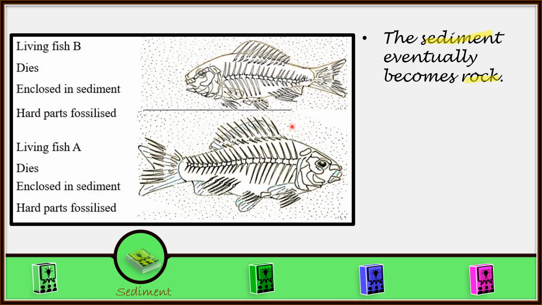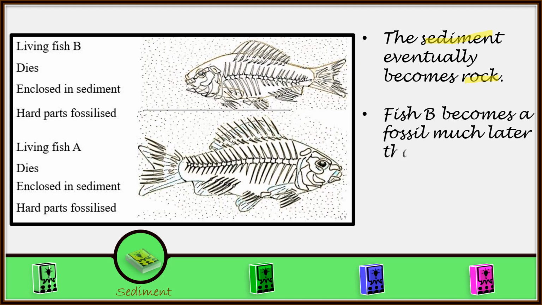hard, the fish becomes fossilized, and then the sediments later on become rocks, and the fossilized parts will remain in the rocks. Fish B became fossil much later than fish A. So fish A is going to become the fossil faster than fish B, because fish B was deposited later on.